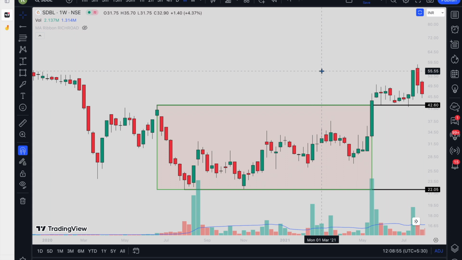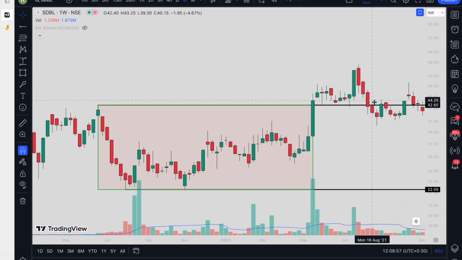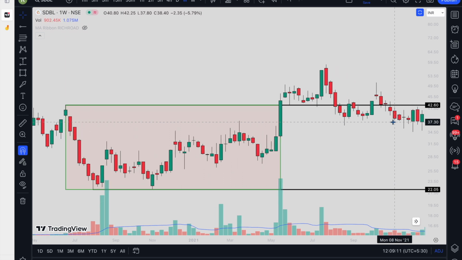Now see what happened after that. The stock again came back where? In the stage 1 area. And it is being volatile around the breakout area. So you have to be fine with it. And this is what is called being patient.